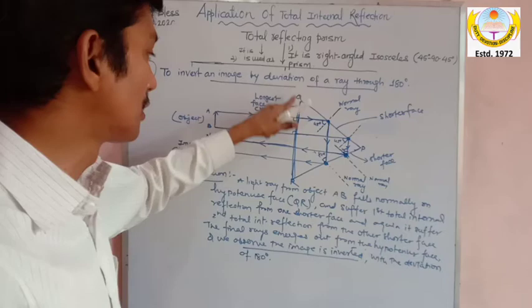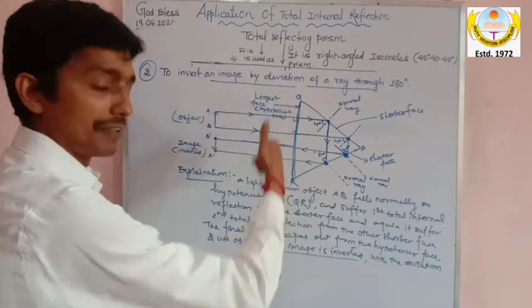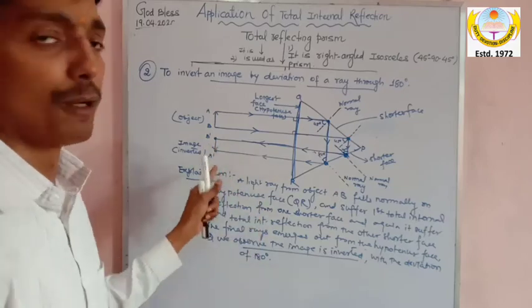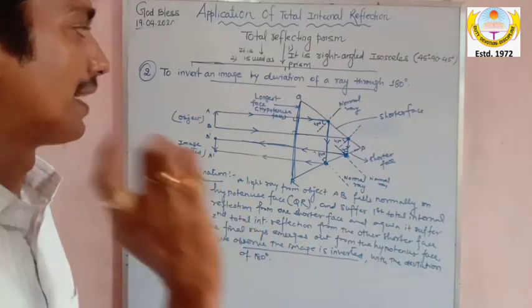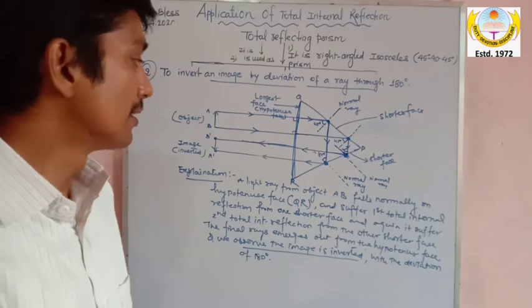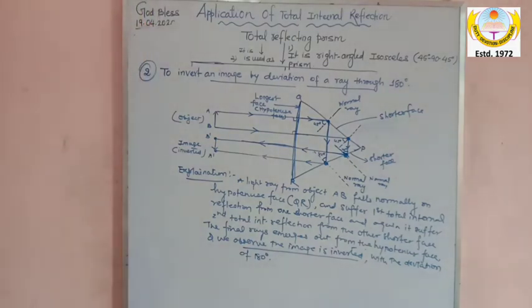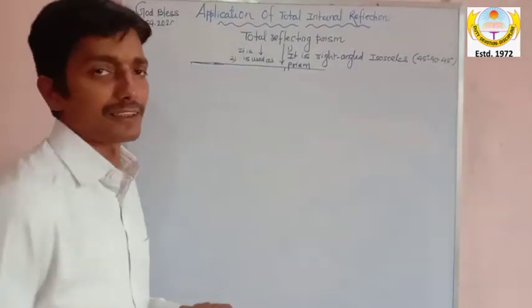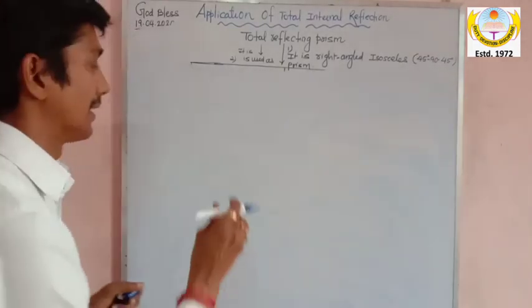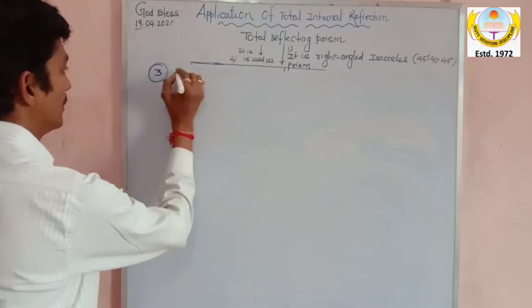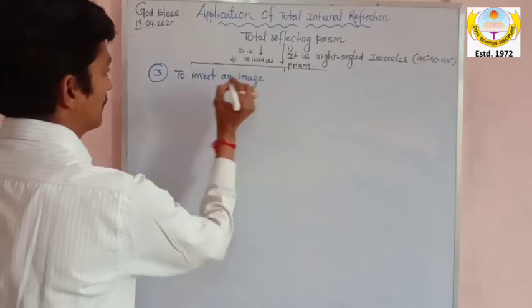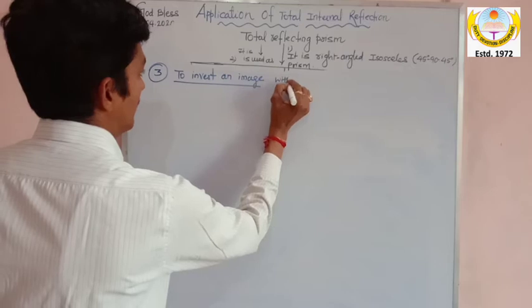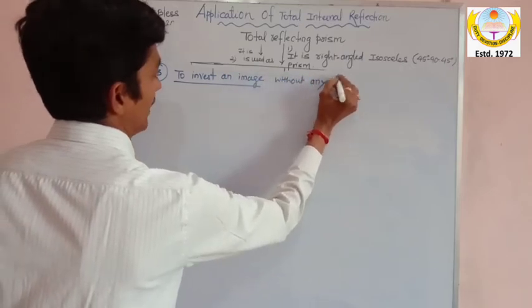And it will emerge from where? The ray will be emerged out from the hypotenuse phase. Am I clear? And when it is emerged out, we will observe that the image is inverted with the deviation of 180 degree. So my dear, please, I will give you the conclusion at the end after dictating all the three topics. So let us write this, and then I will go for the last topic with respect to the total reflecting prism. Now my dear, let's go for the last use of the total reflecting prism, and the last use of the total reflecting prism is to invert an image without any deviation.